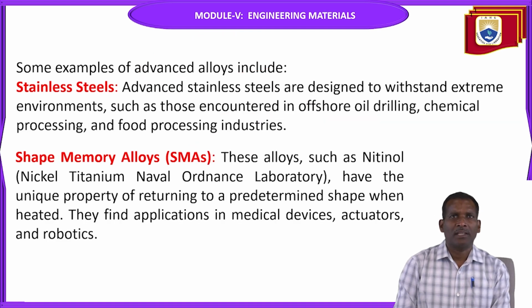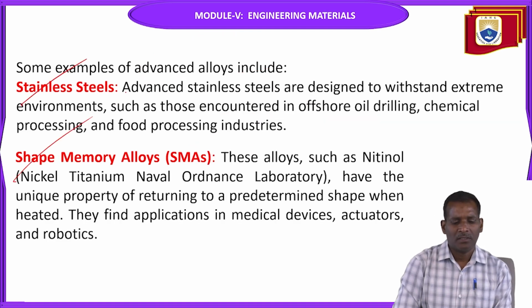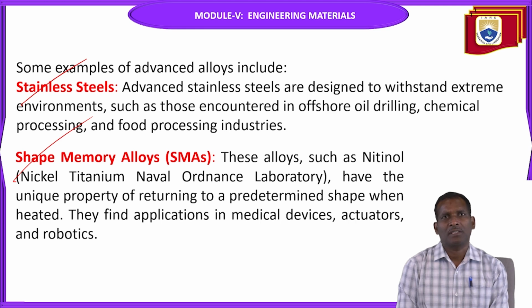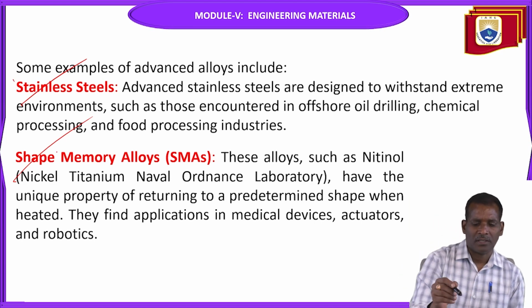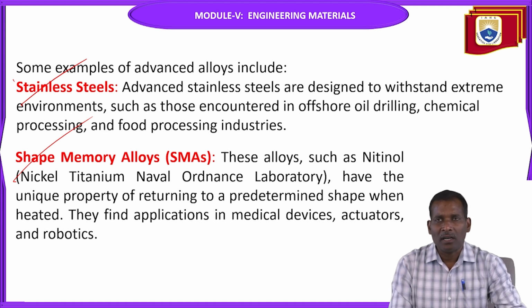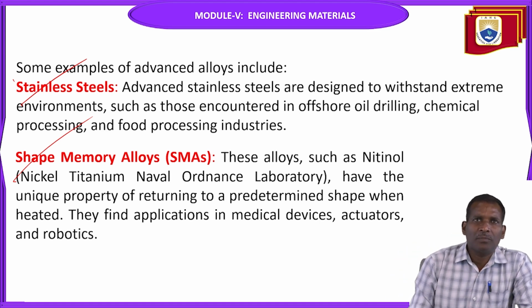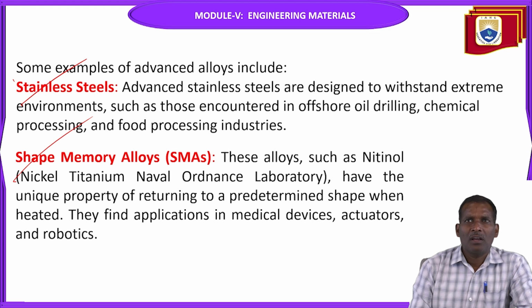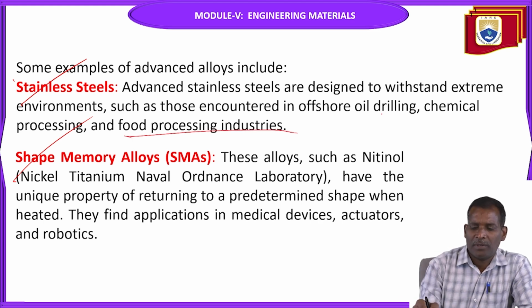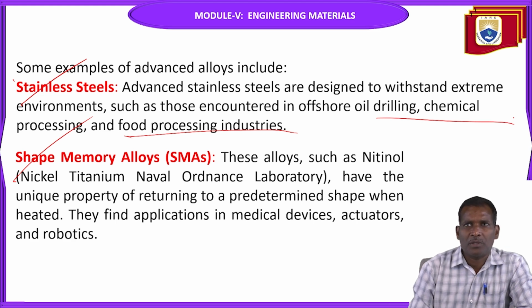There are two more given: stainless steel and shape memory alloys (SMAs). Advanced stainless steels are designed to withstand extreme environments, such as those encountered in offshore oil drilling, chemical processing, and food processing industries. The main industrial applications are food processing and chemical processing.